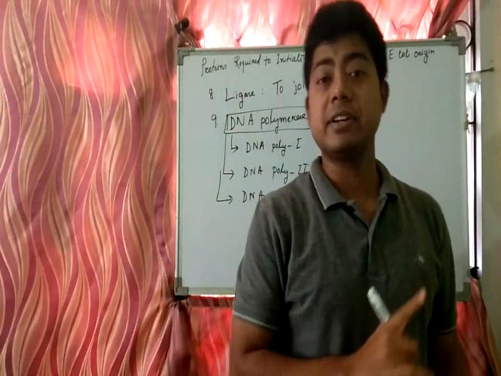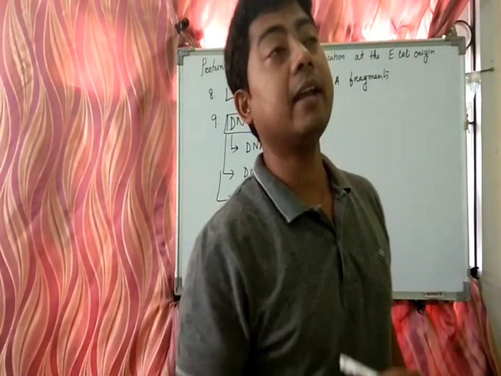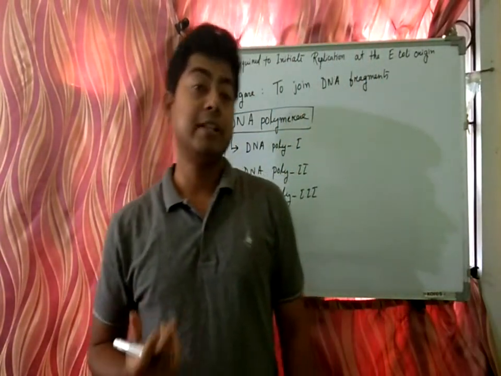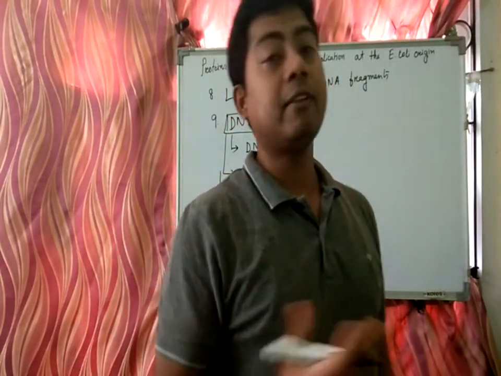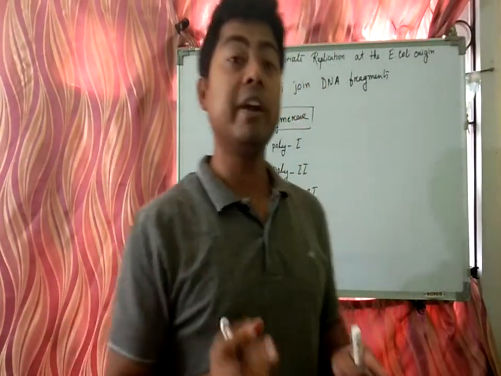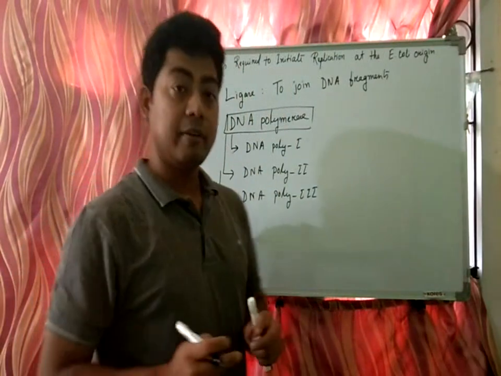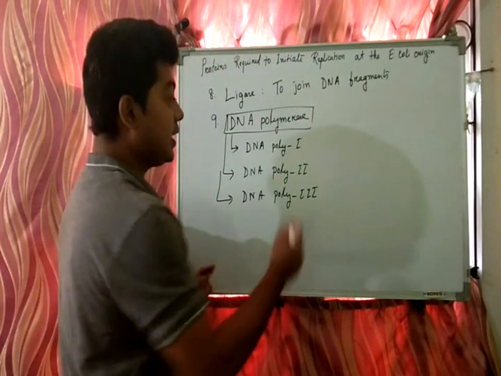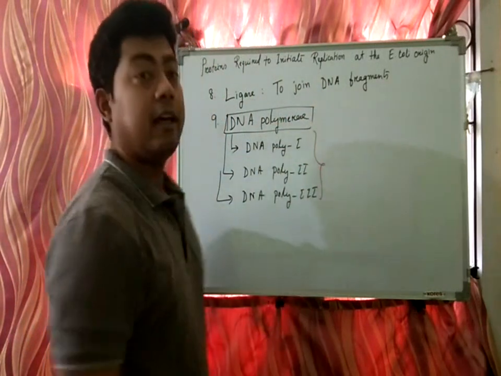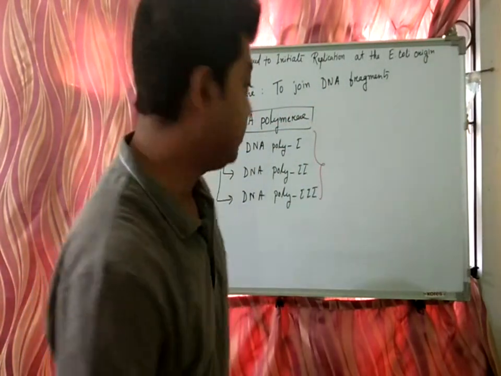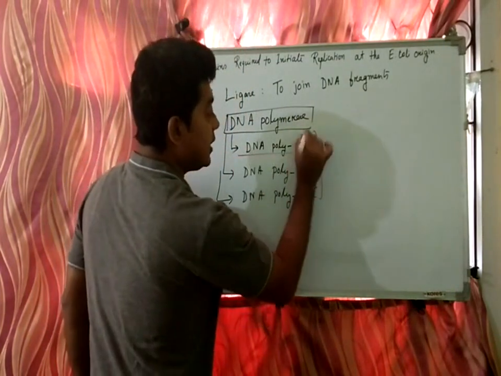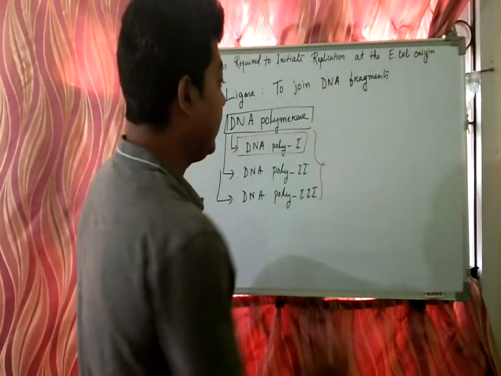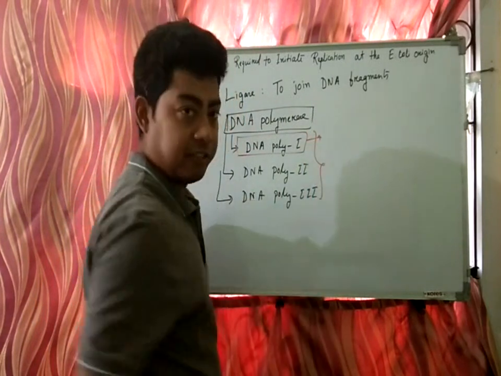In case of eukaryotes, there are several types of DNA polymerase, like alpha, beta, gamma, epsilon, delta. But now we are discussing the prokaryotic replication process. So these three DNA polymerases are involved in the replication process. First, DNA polymerase 1 has exonuclease activity.